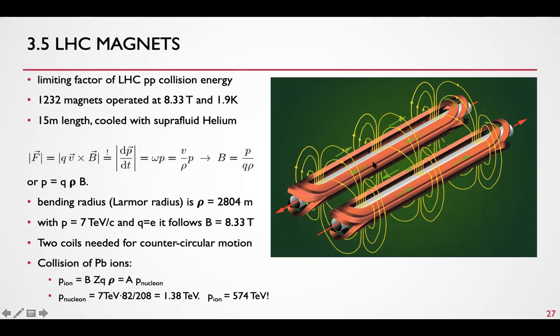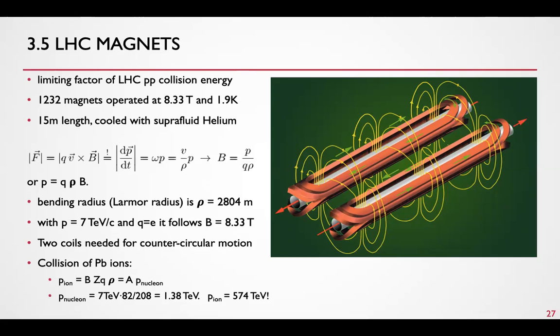So we need magnets with opposite polarity for the two different beams. Here you have the proton beam going in this direction, and the proton beam going in that direction, and to bend it over this tiny circumference of 27 kilometers, we need the highest achievable magnetic field. The LHC has 1,232 magnets operated at 8.3 Tesla.